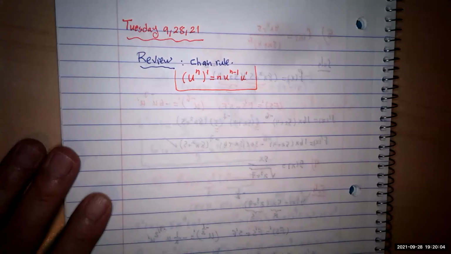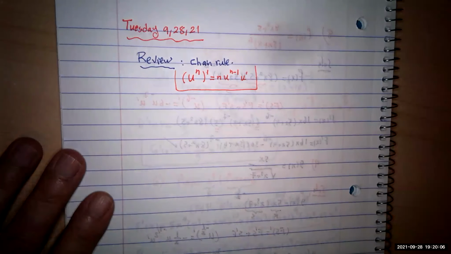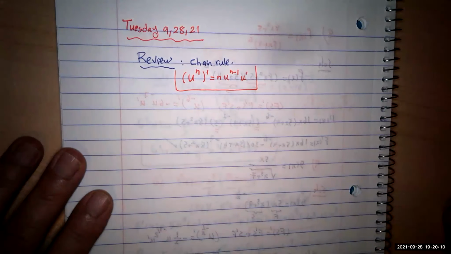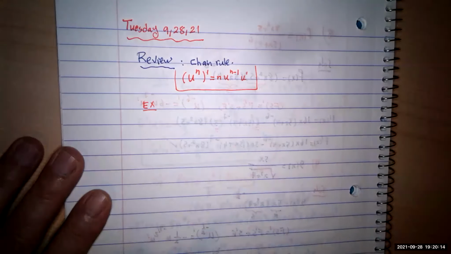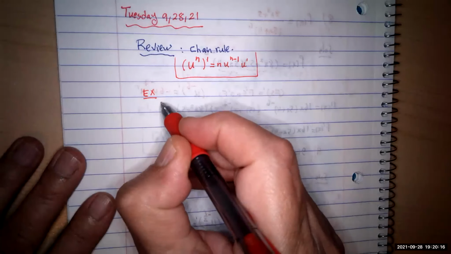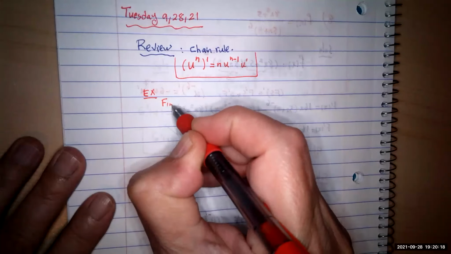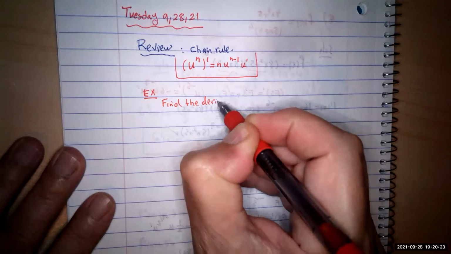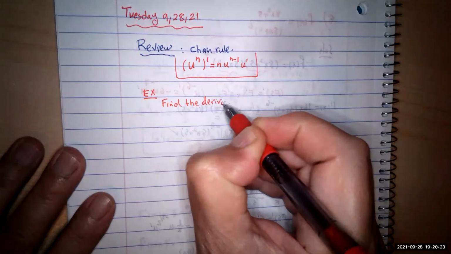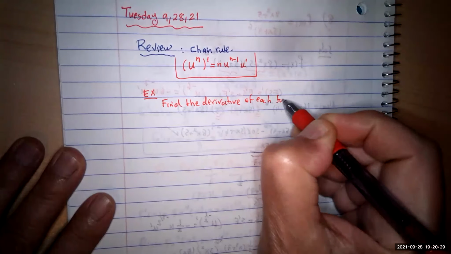So if you have anything other than x, a parenthesis raised to something, this is how we're going to differentiate it. So for example, we have kind of two types, or four types. I'll just give you a couple of them to remind you. If you want to find the derivative of each function, find the derivative of each function.